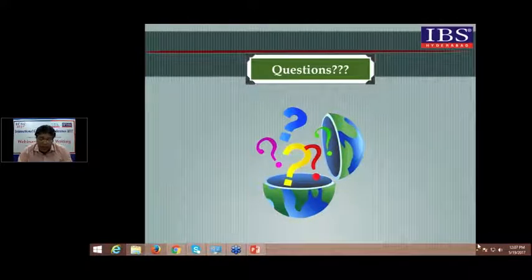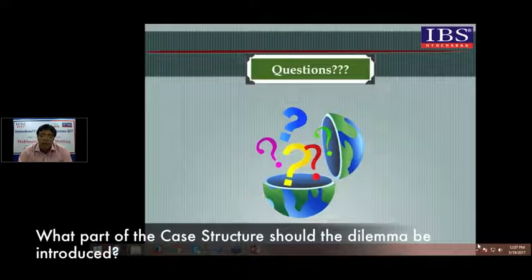Another question that has come up is, what part of the case structure should the dilemma be introduced? That's very simple. You have to introduce the dilemma as soon as possible, because that will give the reader an idea about what they are up against. So it should be there in the introduction, at the very beginning, and then everything that you are putting in is based on that. At the end you bring it up again with a little more information and with all the associated issues and pose it to the student.